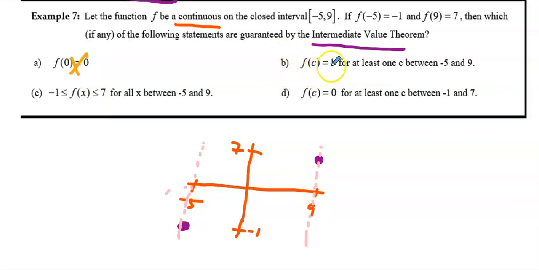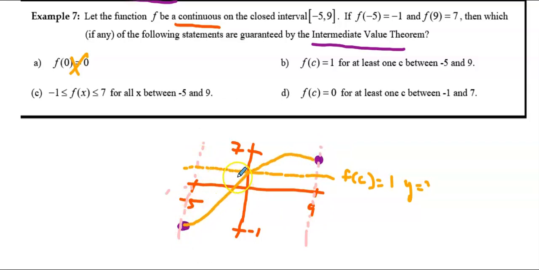All right, so let's look at part B. It says f of c equals 1 for at least one c between negative 5 and 9. So this is saying that I have to cross the line f of c equals 1, right? This is the line y equals 1. I have to cross that on the interval from negative 5 to 9. And if I'm connecting these points, that is absolutely true. I don't know where I cross it, but I can do that.